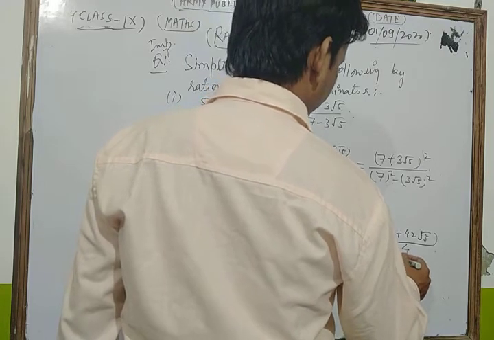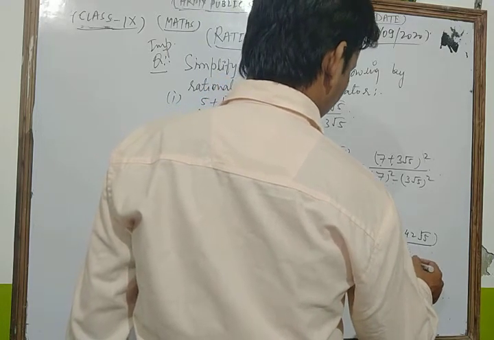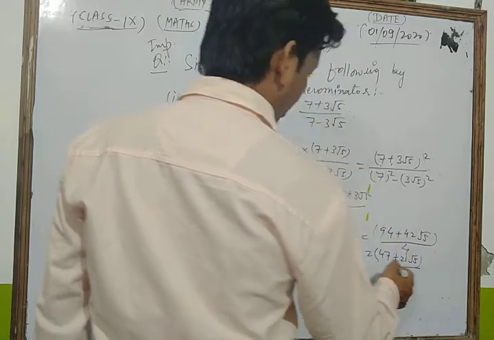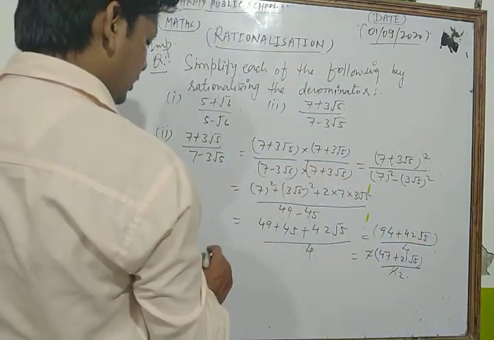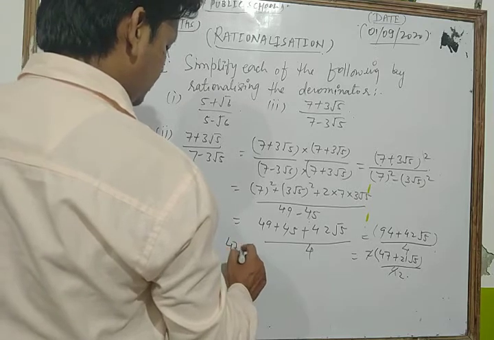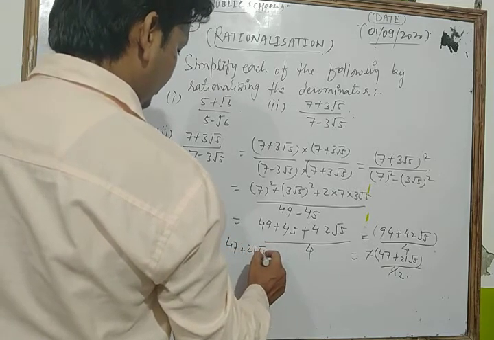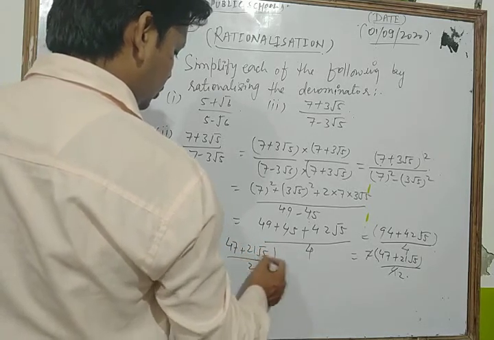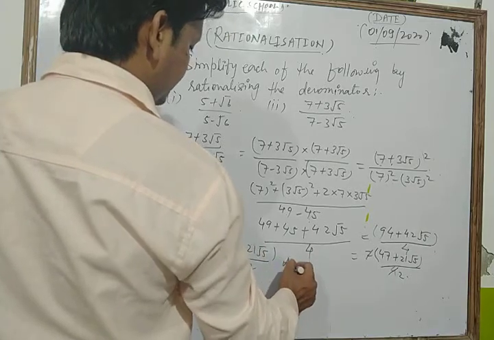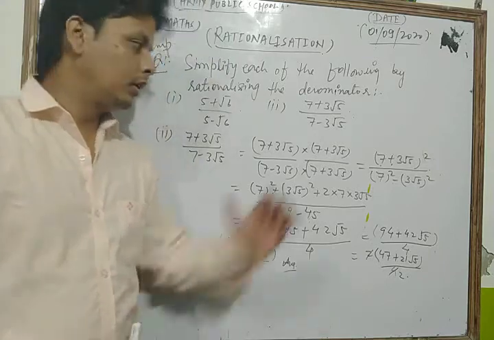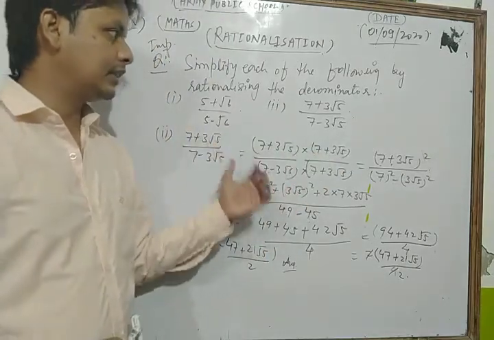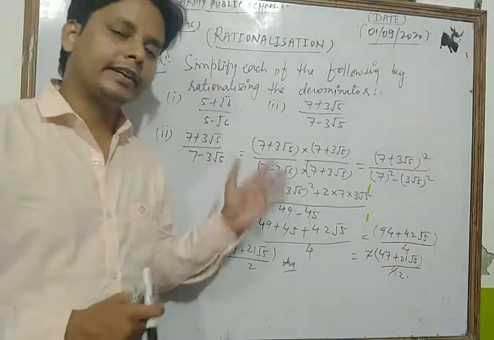So 47 plus 21 root 5 upon 4. Now 2 2 is 4, so we get as what? We get 47 plus 21 root 5 upon 2. This is our required answer. Okay dear student, this is the process of rationalizing the denominator for that type of question.